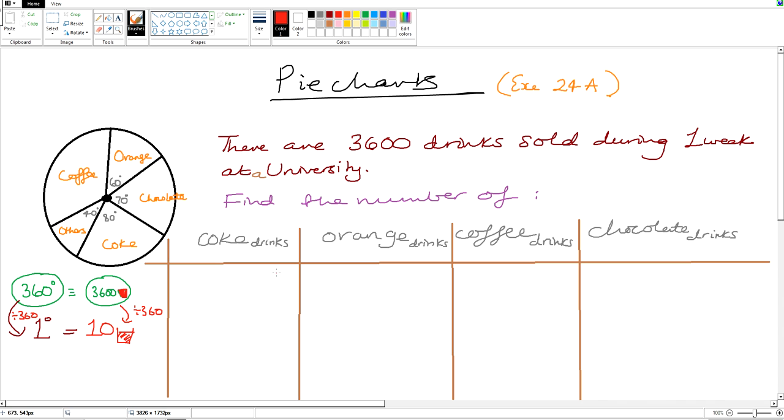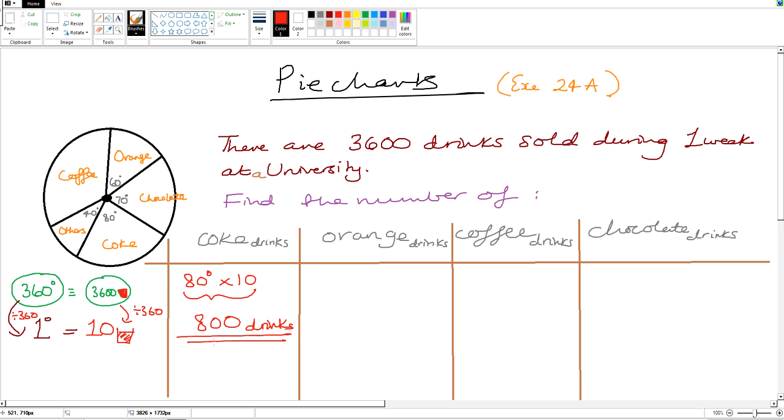Now, it says how many Coke drinks. So let's have a look at Coke. For Coke, we had 80 degrees on the pie chart. Each degree is worth 10 drinks. So 80 times 10 is equal to 800. 800 drinks which were Coke. 800 Coke drinks.